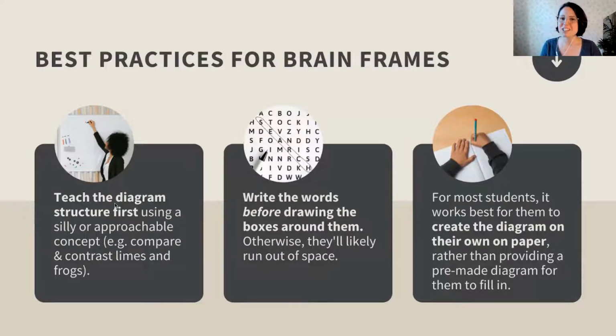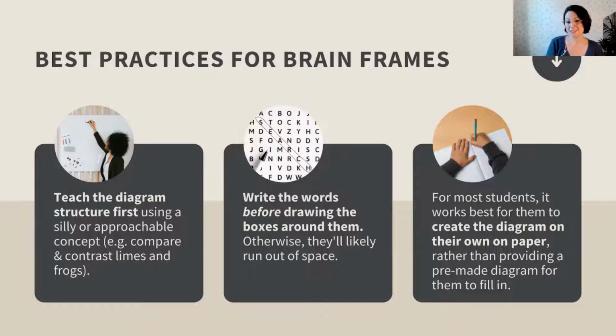So one is to teach the diagram structure first. So if you're using this with a student, and let's say they're writing an essay for a history class, comparing and contrasting Martin Luther King and Malcolm X, before you start making a compare and contrast diagram with them, first teach them just what is the structure. And I recommend using a silly or approachable concept first. So for example, comparing and contrasting limes and frogs. That's something you don't need any real academic background to be able to compare and contrast, but they do have some humorous things in common. So teach the actual structure first using something silly or approachable.